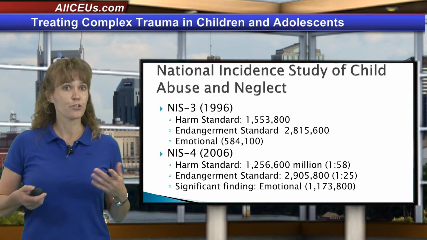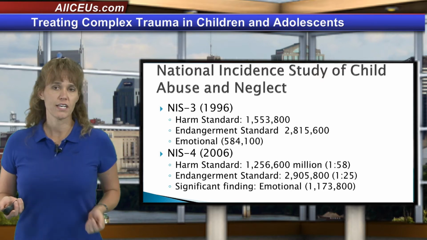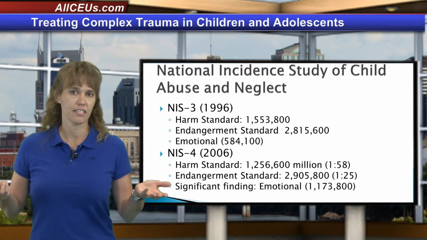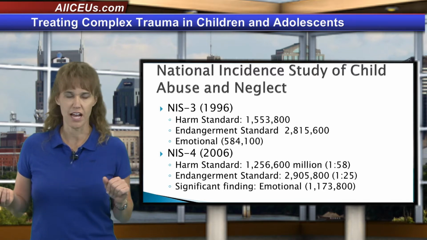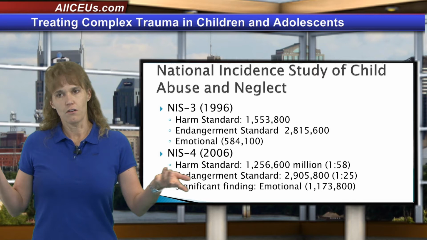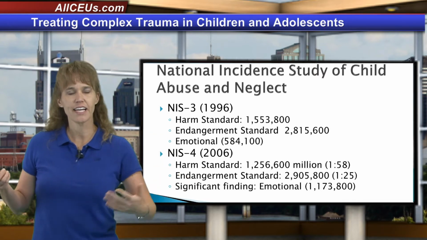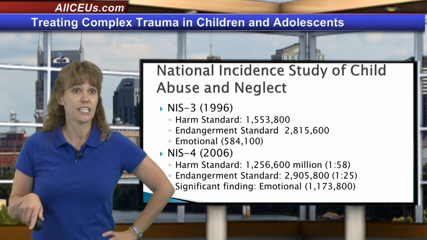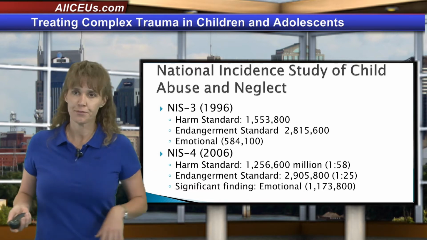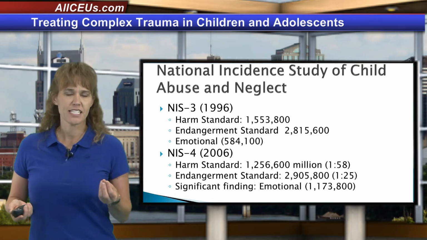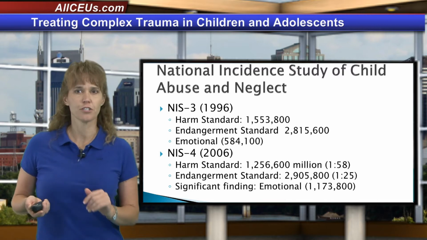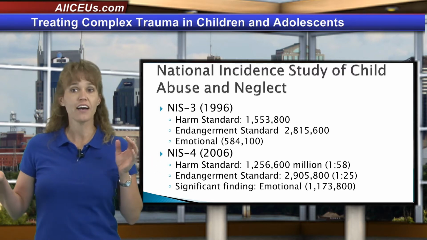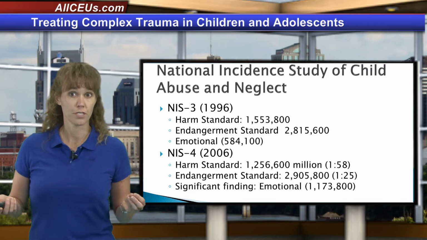Emotional neglect and emotional abuse were found to be part of the equation in a little over 500,000 of the cases. So this is just highlighting why it's a problem. In 2006, the study was redone, so it's done about every 10 years. The harm standard actually went down a little bit. In 2006, only 1.25 million children were harmed.